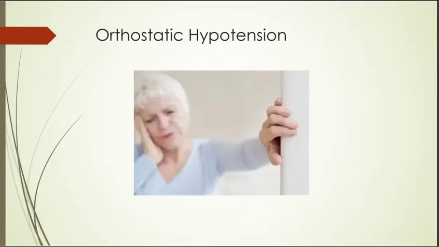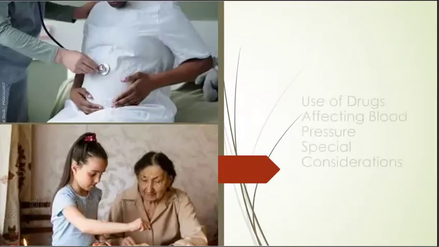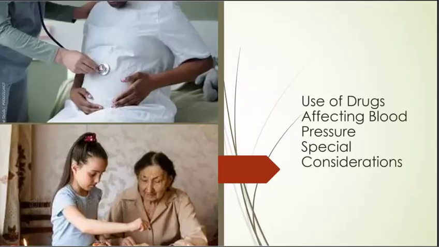If you know your patient is going to have orthostatic hypotension, you advise them to get up slowly, because once they get up too fast, they will feel dizzy and they are at increased risk for falls, especially the older population.